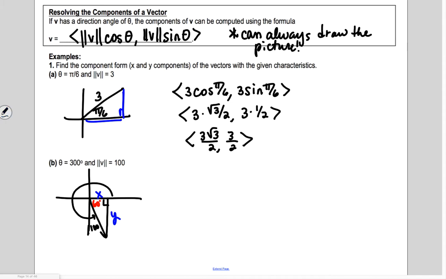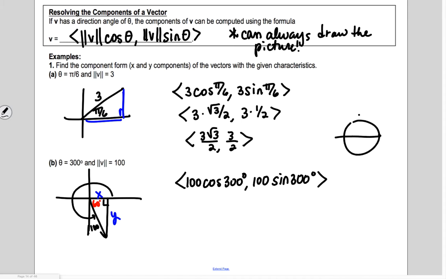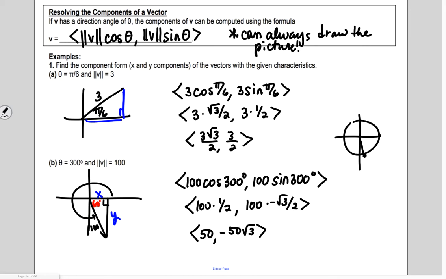But if you put it into the formula just as is, if I just do 100 cosine of 300 and 100 sine of 300, it will actually give me the signs that I want. So you don't have to draw this picture out every single time. You can go straight to our magnitude times cosine of theta and our magnitude times sine of theta. If you think about 300 degrees, cosine is going to be 1/2. Sine is going to be negative root 3 over 2. So we end up getting 50, comma, negative 50 root 3. That's our component form.